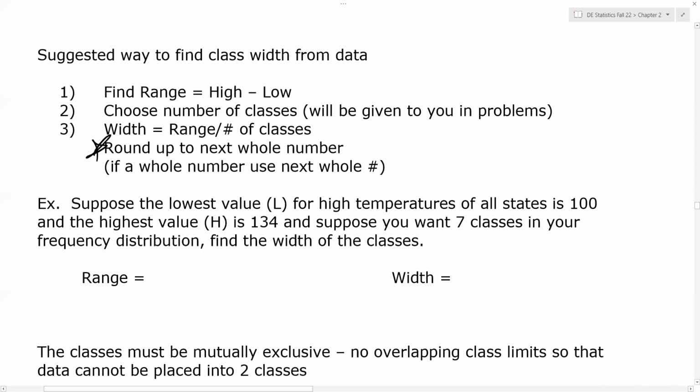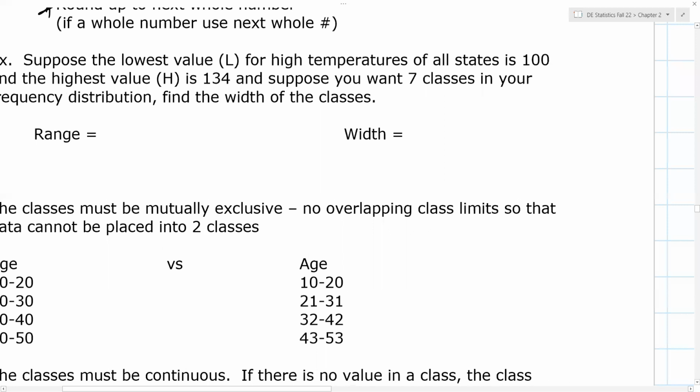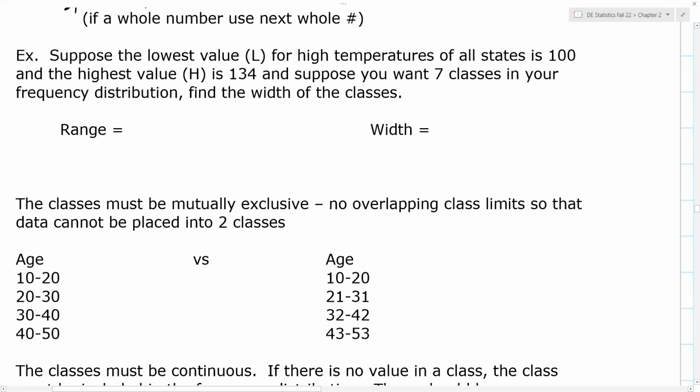So here's our first example. Suppose the lowest value for the high temperature of all 50 states is 100. So in this example, it collected the highest temperature of all 50 states, and the lowest of those high temperatures was 100 degrees. And then the highest of the high temperatures was 134 degrees. And we want to split our 50 points of data up into 7 classes.